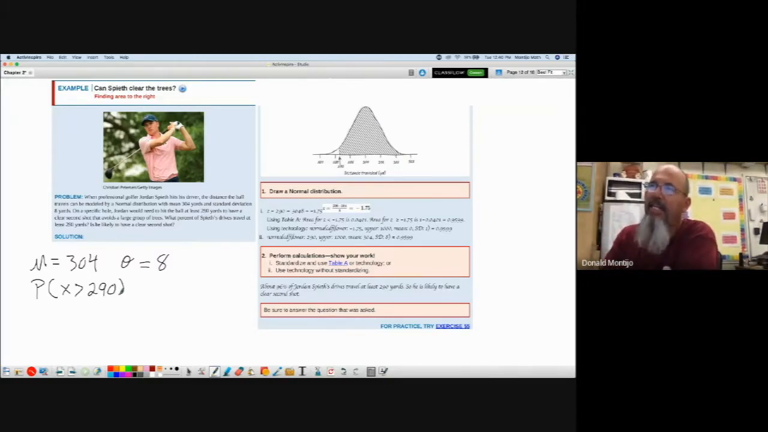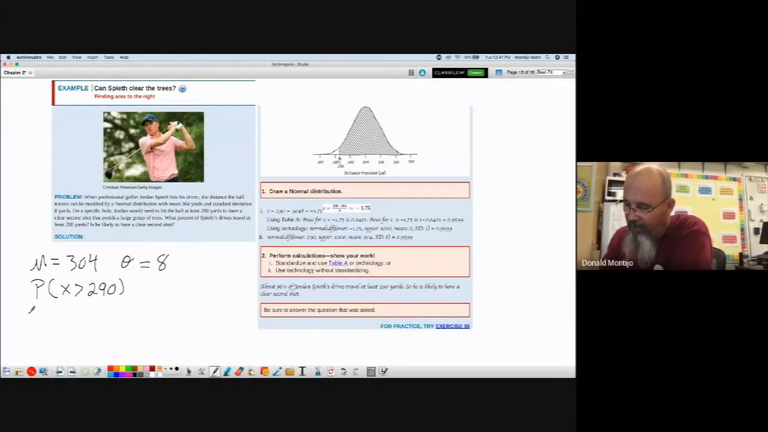Well, table A doesn't know about Jordan Spieth's driver. Table A can only answer the question for the standardized value, or the standard normal distribution. So that's why z-scores are so important, because we don't have a table for Jordan Spieth's drive or for your test scores or for how tall somebody is. We don't have a table. We'd have to have millions of tables for every situation in the world. So instead, we can convert this data, or standardize it, to a z-score so that it matches table A.